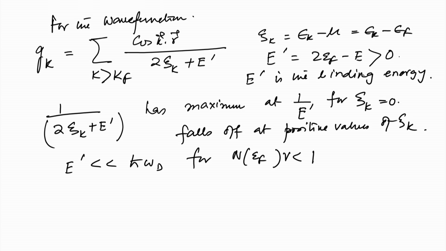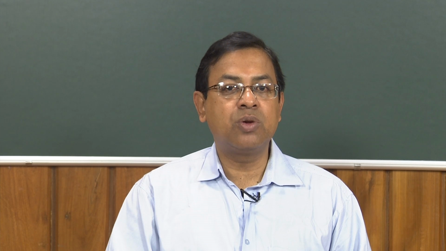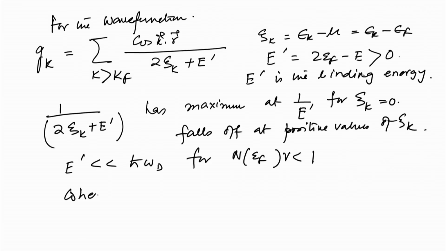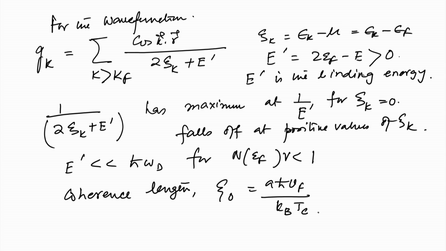Also, the small energy range allows the estimation of the range of the Cooper pairs, which we know is called the coherence length, and that coherence length is given by this, which has been told earlier, and this A is of the order of 1; in BCS theory, it is of the order of 0.8, and that gives a good estimation of the coherence length of the Cooper pair wave function, and that matches with the experimental values, which are of the order of maybe 3 to 5,000 angstrom.